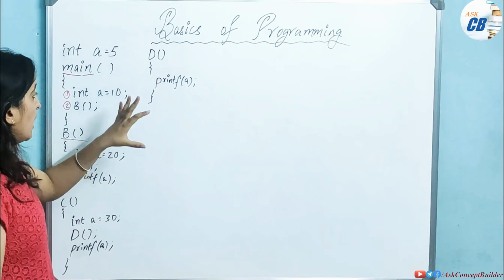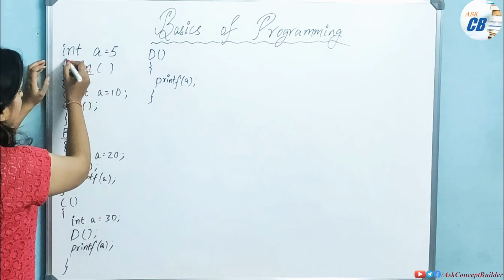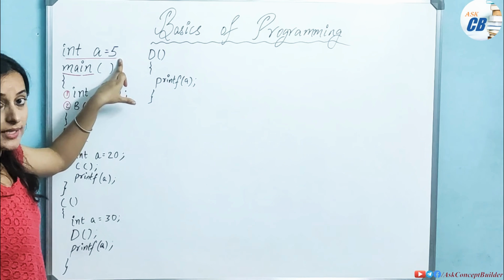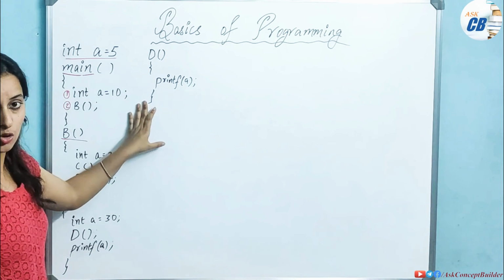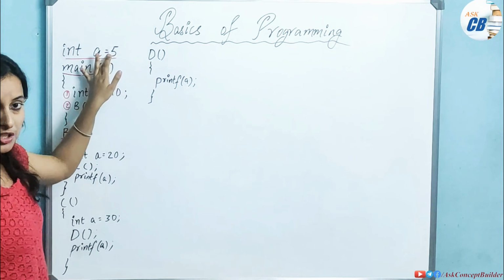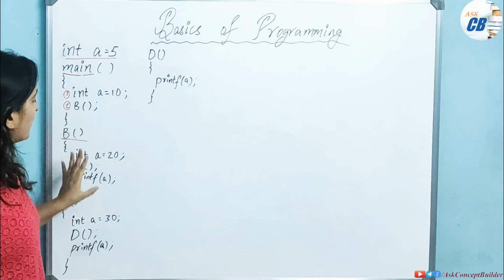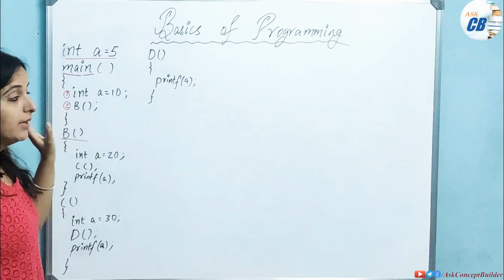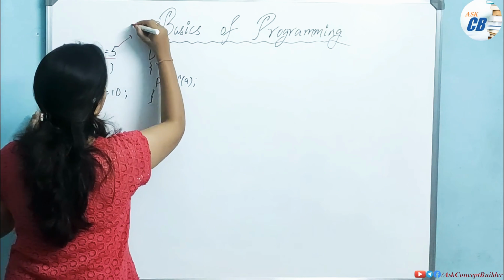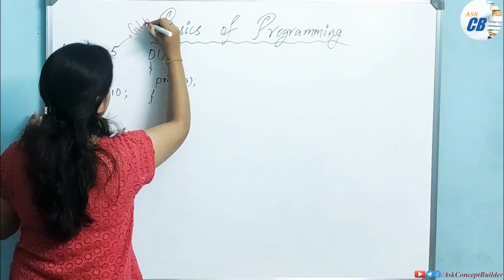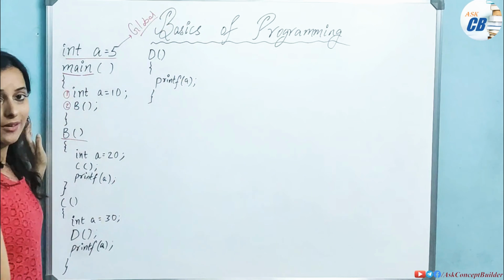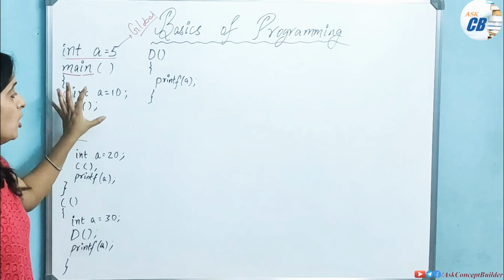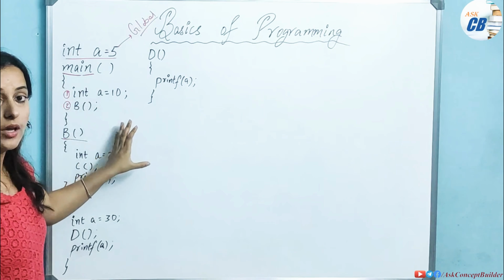Now you can see a variable, int a equals 5, is declared here, which is not inside any of these functions. Variables which are not present inside any function and are present at the program level are called global variables. Why? Because they are globally present in the program, not restricted to a particular function.